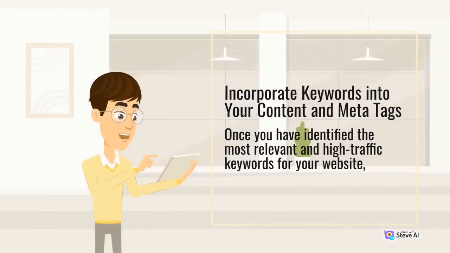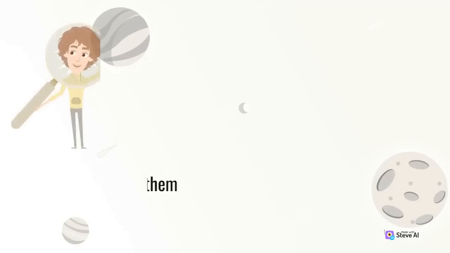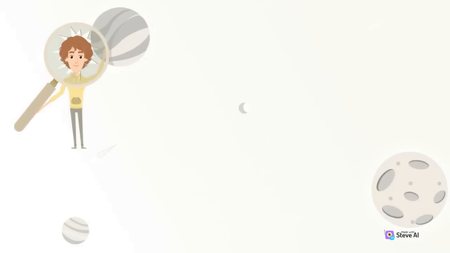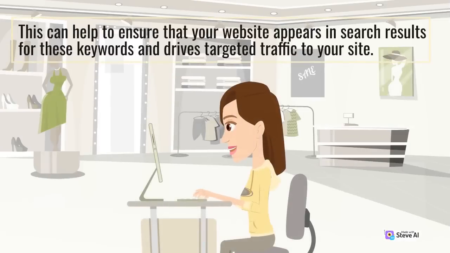Incorporate keywords into your content and meta tags. Once you have identified the most relevant and high-traffic keywords for your website, it's important to incorporate them into your content and meta tags. This can help to ensure that your website appears in search results for these keywords and drives targeted traffic to your site.